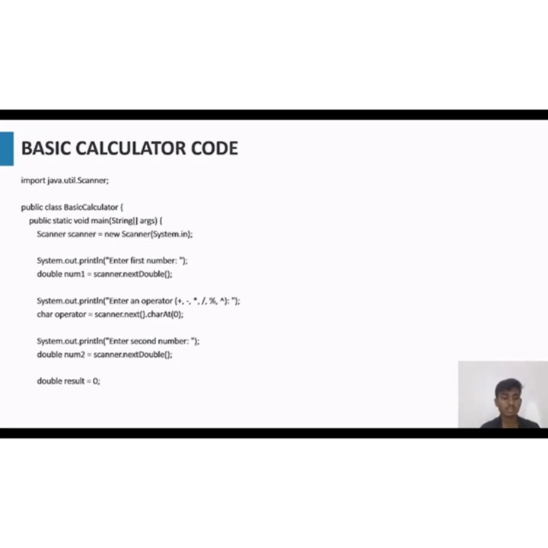Input for the first number: System.out.println("Enter first number") prompts the user to input the first number, and it is stored as a double in the number1 variable. In operator input, System.out.println("Enter an operator") prompts the user to input an operator, and reads the first character of the user's input and stores it in the operator variable.